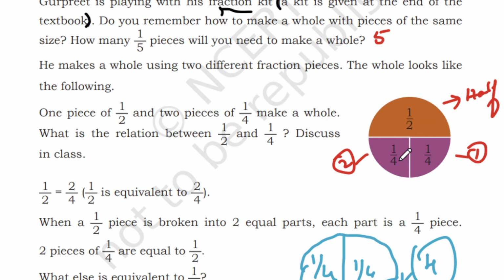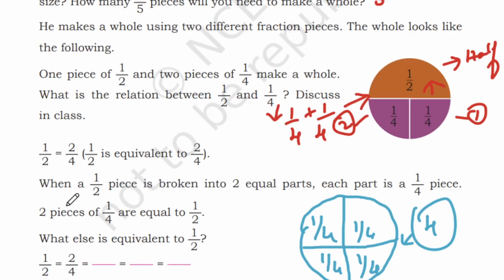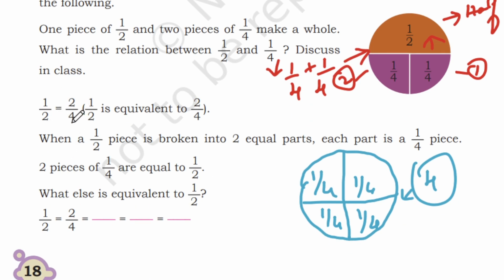We have 1 by 2. 2 times 1 by 4 is 1 by 2. So 1 by 4 plus 1 by 4 is equal to 1 by 2. Okay. So here 1 by 2 is equal to 2 by 4. It is an equivalent fraction. So 1 by 2 is equivalent to 2 by 4. So when you join these two, this is 2 by 4.